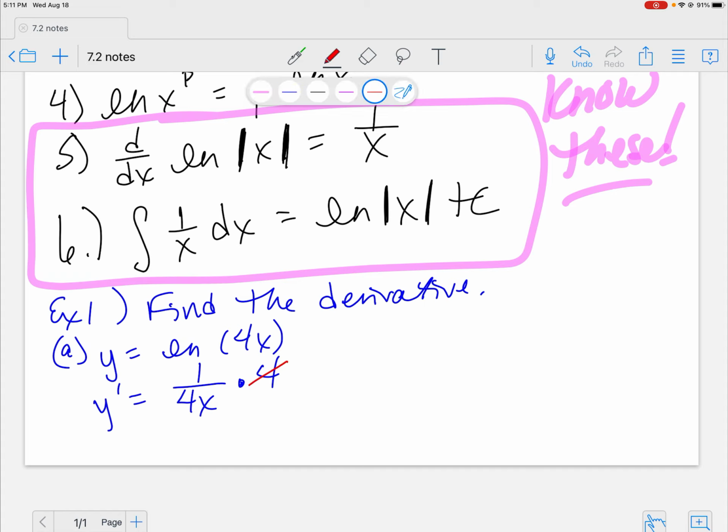So the 4's cancel, and my derivative here is 1 over x. All right? Okay, try this one on. I'm not going to do all of these. I'm just going to pick a couple here.